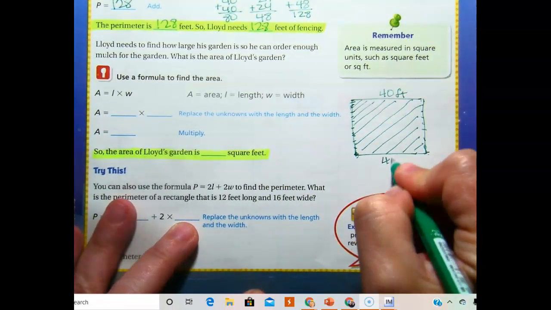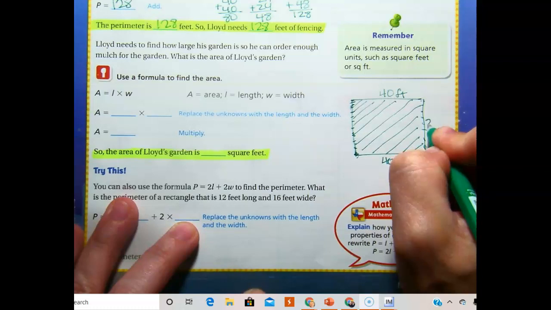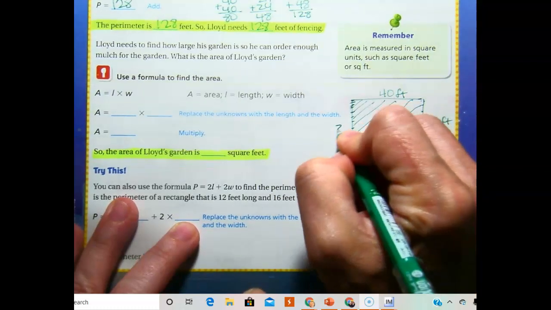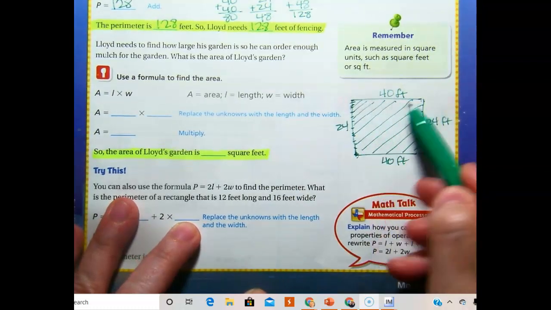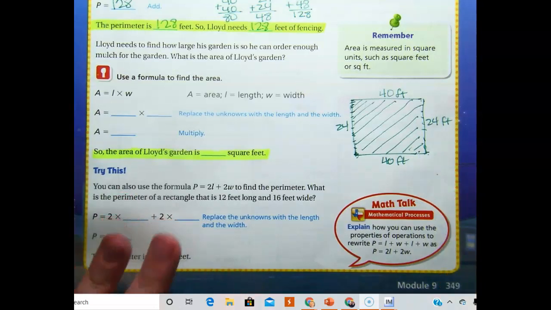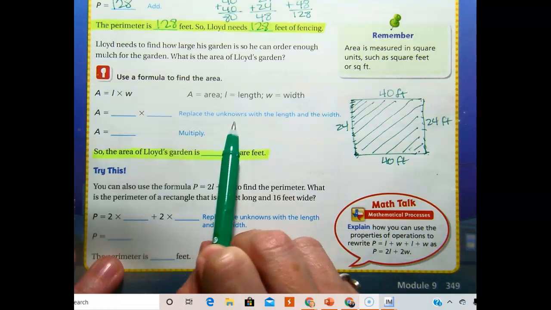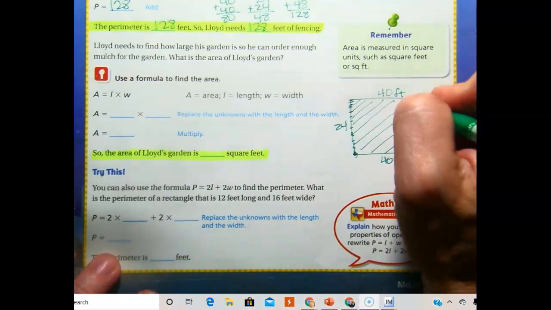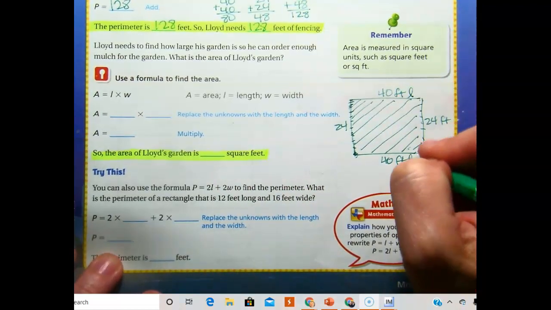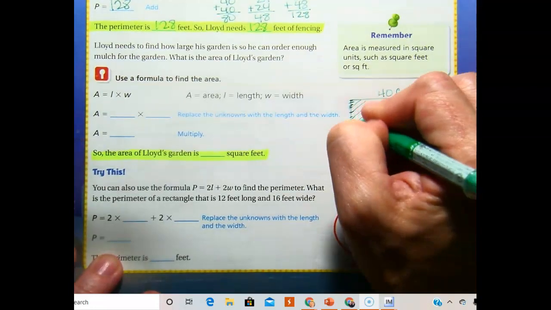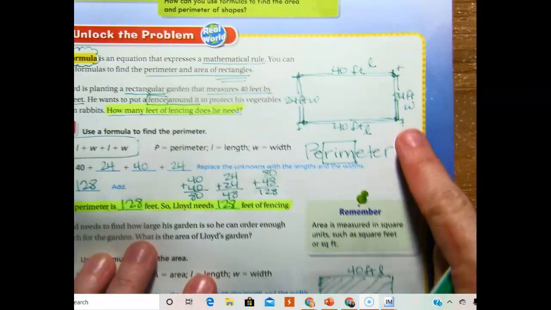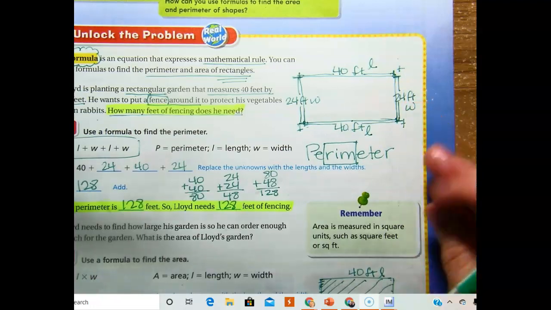Remember, the lengths were 40 and the widths were 24. So we want to find out how much space is inside in square units. Okay, so we're going to replace the unknown numbers with the length and width. So here's the length again, and these are our widths. Again, we're just using the exact same measurements that we did up here, the same labels.